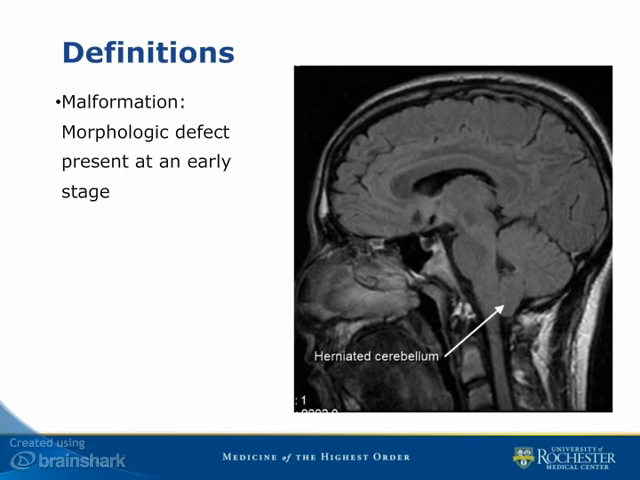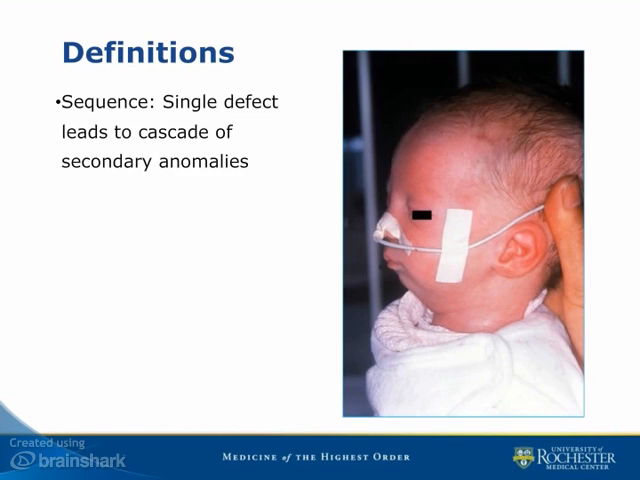When we talk about congenital anomalies, there's a few terms that are helpful to keep us all on the same page. Malformation is simply a morphological defect present in an early stage. So here we have a Chiari malformation with the cerebellar tonsils below the foramen magnum. A sequence is where there's a single defect early in development that leads to a cascade of secondary anomalies. So here we have low-set ears and retrognathia with Pierre-Robin sequence.